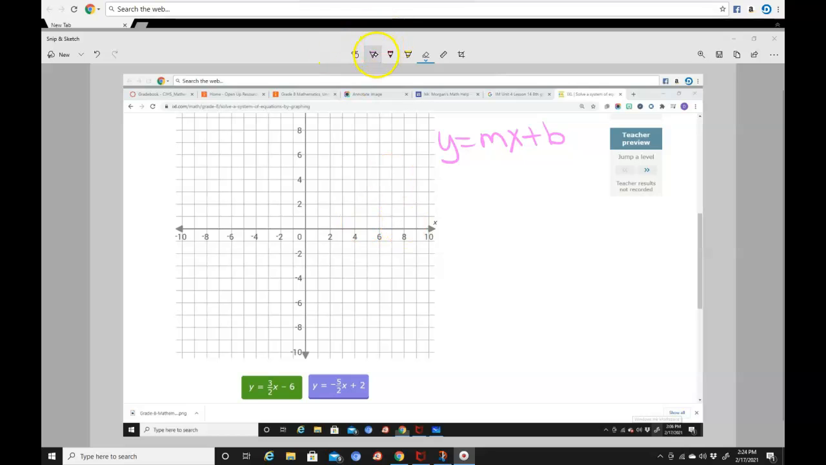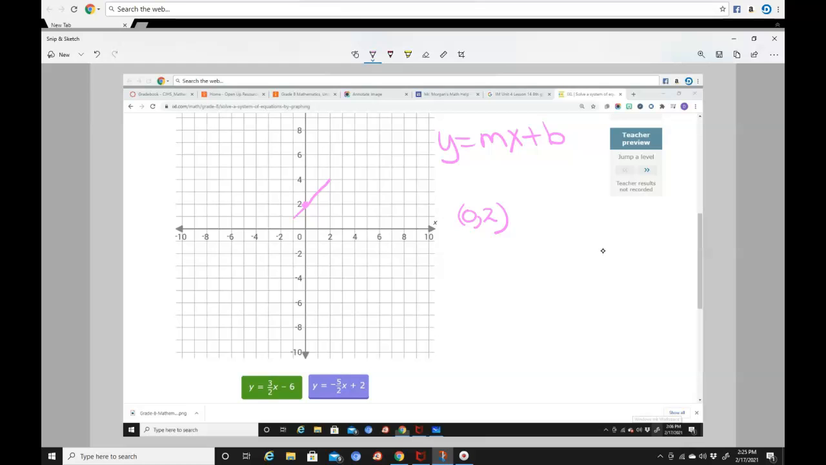So in other words, if you had a line and it crossed right here on the 2, keep in mind mine's not a straight line, I'm just going to put a point right here. If my line crossed the point at the 2, the b or the y-intercept would be (0, 2). So that is where I would put my first point.